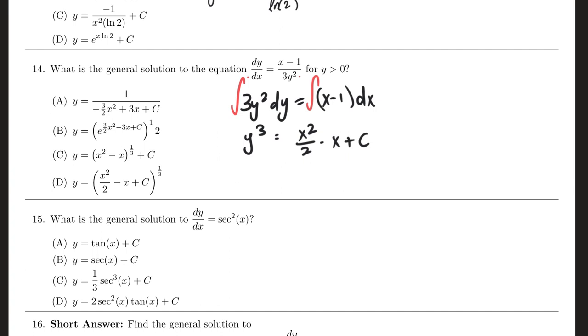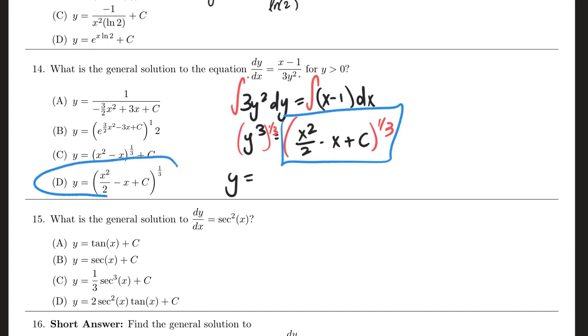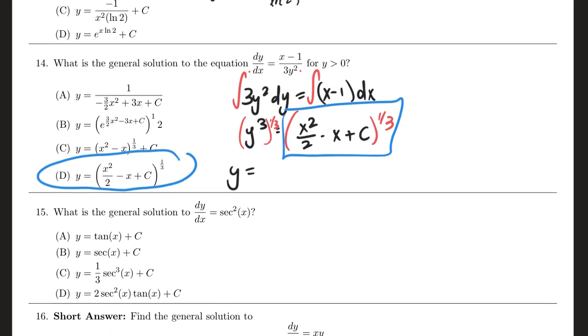And now I want to just solve for y. To get rid of the y cubed, I take the 1/3 power of both sides. I'm going to get y is equal to this. Which one of those is the answer? It looks like it's D. So D is my right answer for this one, just doing separation of variables.